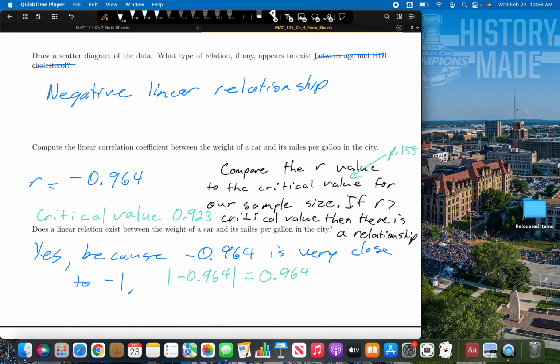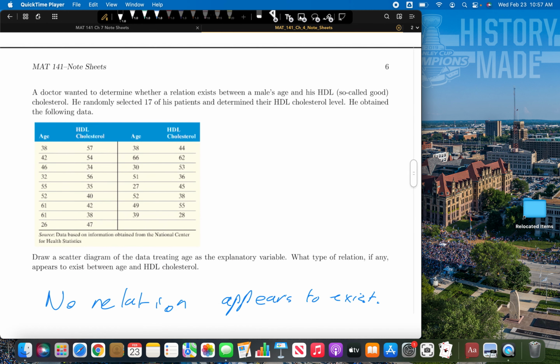Okay, so in this case, we get 0.964 is greater than 0.923. So we can say, yes, there is a linear relationship. Okay. So if you'd like to, at this point, you can pause the video and try doing the same thing for this next problem that is on the next page in chapter 4, page 79, that we already did.